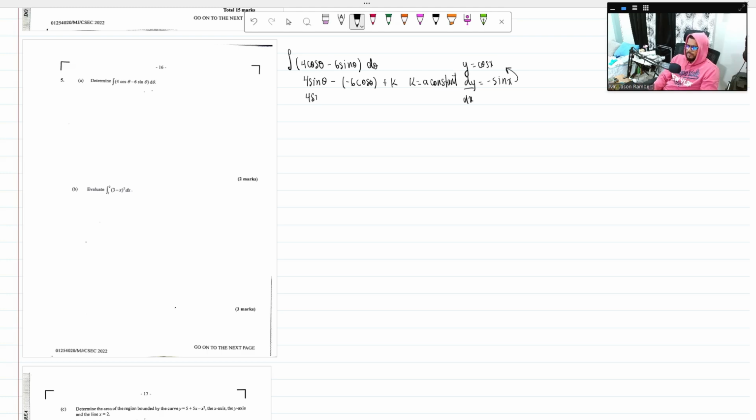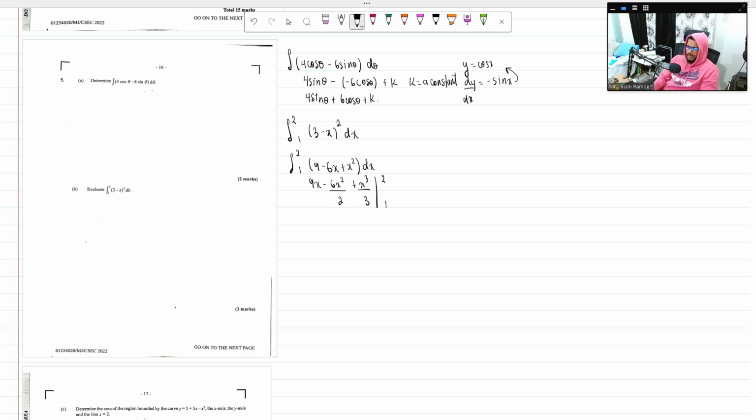So I'm going to get 4 sine theta plus 6 cos theta plus k. Now we have a definite integral to work with. We need to evaluate the integral between 2 and 1 of 3 minus x squared dx. Again, I go expand this. The integral between 2 and 1 of 9 minus 6x plus x squared dx. This is 9x take away 6x squared over 2 plus x cubed over 3 between 2 and 1.